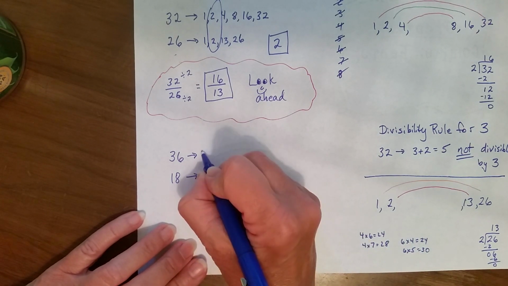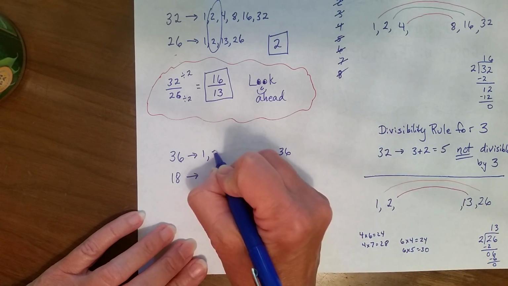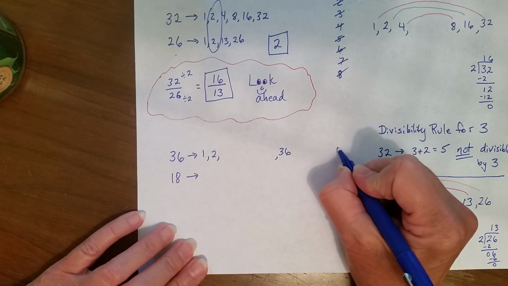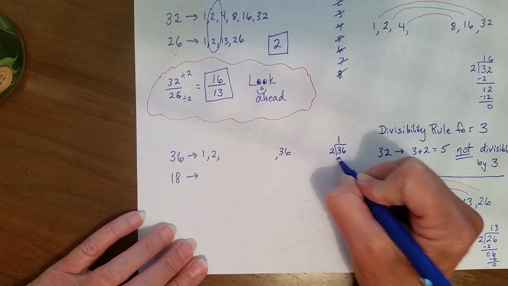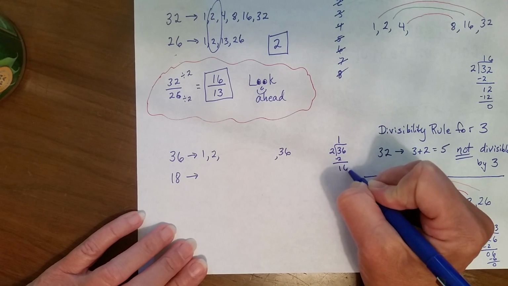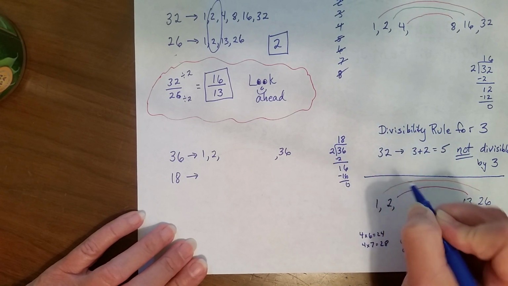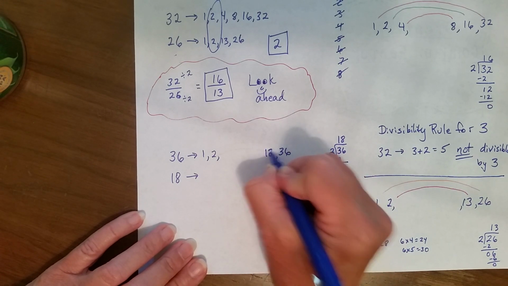Okay, the factors of 36 are 1 and 36, 2, and I know it's divisible by 2 because it's even. So 36 divided by 2, 2 times 1 is 2, subtract, you get 1, bring down the 6. Okay, 2 times 8 is 16. So I get a 0 remainder, so it is divisible by 2, and we know it's 18, 2 times 18.